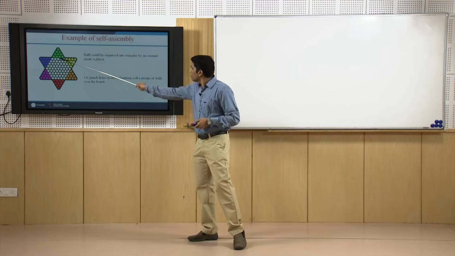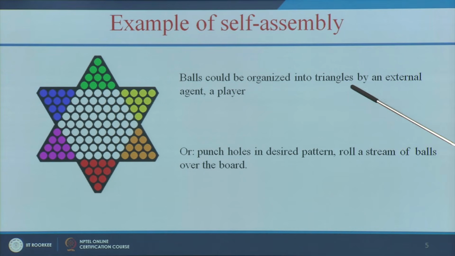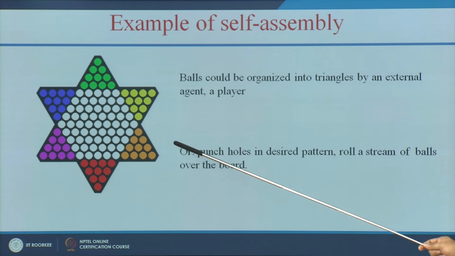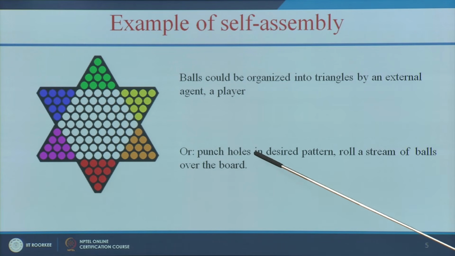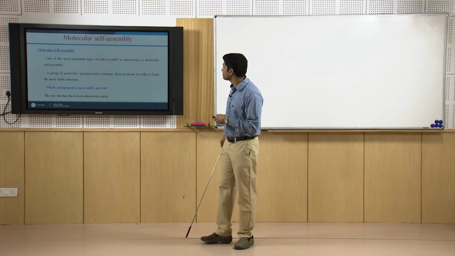This you might have played in your childhood. Here the balls could be organized into triangles by an external agent or a player. Or what you can do is you can punch holes in the desired pattern and you can roll a stream of balls over the board. So here you can make holes in this board, put the balls and shake it, so it will automatically go and assemble. So this is a simple example to understand what is self assembly.